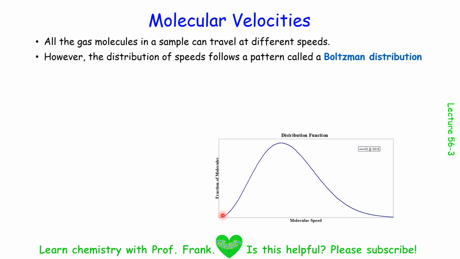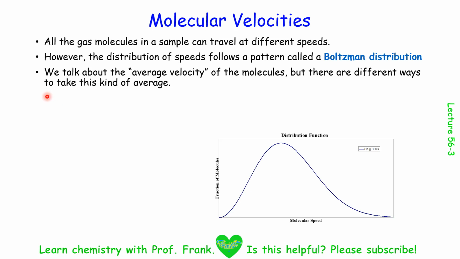A very high fraction of gas particles, this is the highest point, travel at the average speed or mean speed, all right? So here's the low speed, here's the high speed. This tells us very few gas particles travel at a very low speed, and the same thing is true for the high speed. Very few particles travel at a very fast speed. Okay, so that's the Boltzmann distribution.